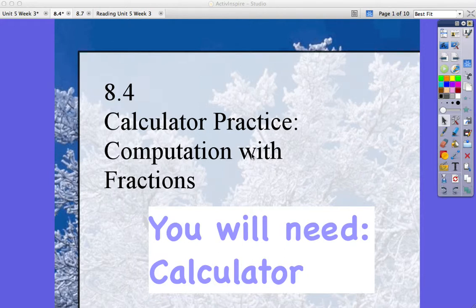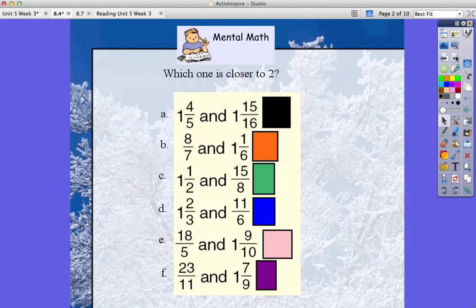Welcome to lesson 8.4, where we're going to be using our calculators today to compute fractions, so adding, subtracting, multiplying, dividing fractions. I'll be teaching you shortcuts on calculators so you're easily able to compute those functions. Warming up our brains first.